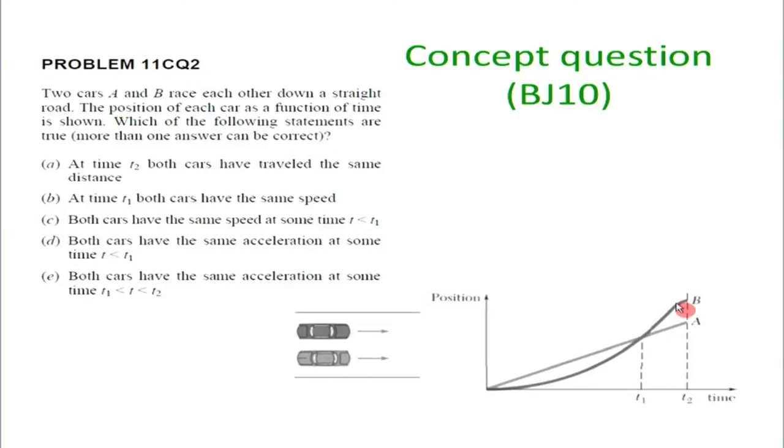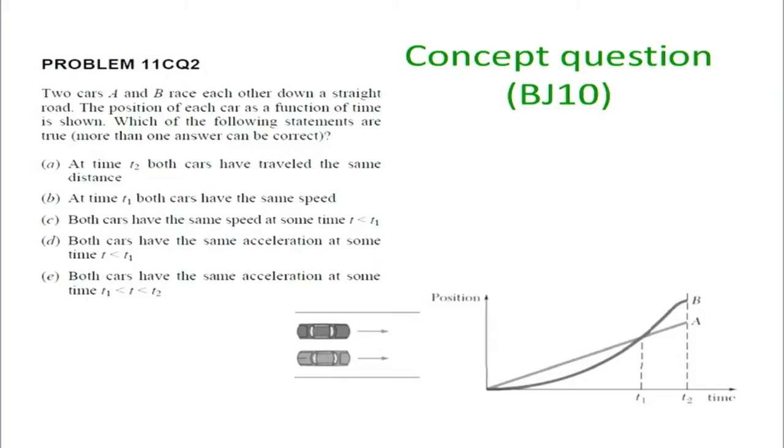And because of continuity between T1 and T2, velocity increases, velocity decreases. So somewhere the acceleration has to be 0, which is the same as the acceleration of this. So both cars have the same acceleration at some time T, T1 less than T less than T2.